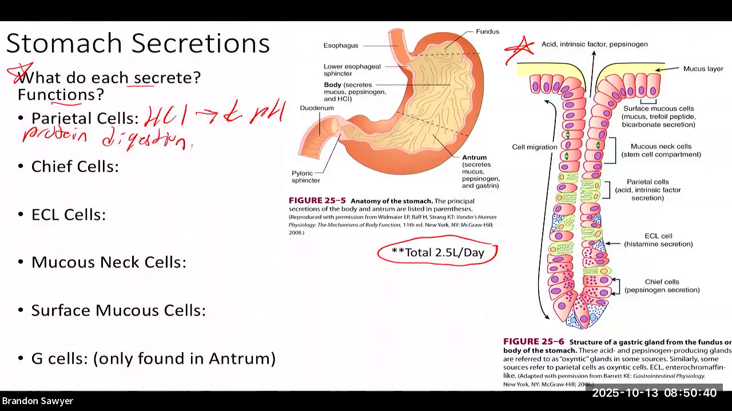And then also going to activate pepsinogen. Okay, we'll talk about its role in a second, but that low pH is important for activating pepsinogen. Okay, and then we've also got something else released there called intrinsic factor.